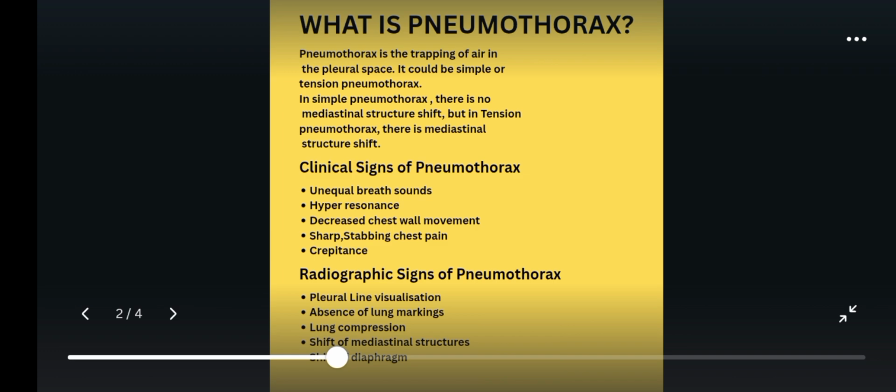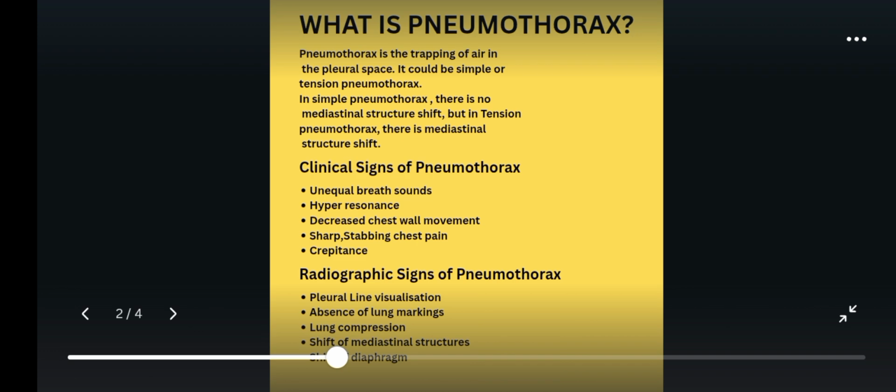Welcome back. What is pneumothorax? Pneumothorax is the trapping of air in the pleural space. It could be simple or tension. In simple pneumothorax, there is no mediastinal structure shift. But in tension pneumothorax, there is mediastinal structure shift. There could be shifting of the trachea and the heart itself to the opposite side of the pneumothorax.